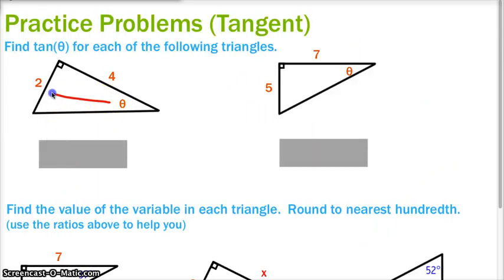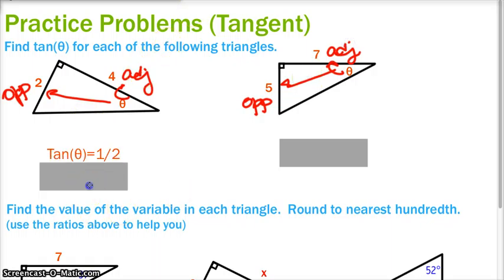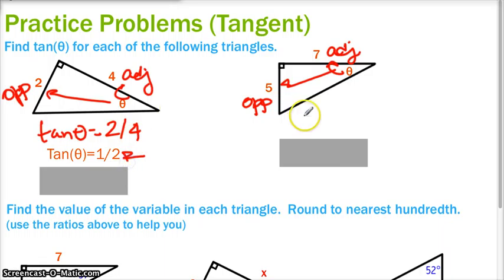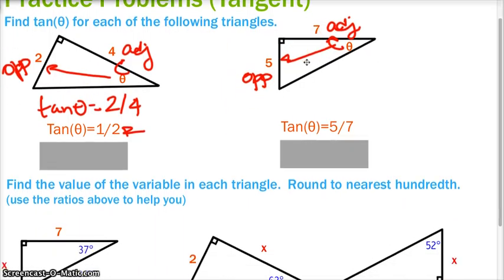So tangent, here's opposite, it's all the way across. Here's adjacent, opposite, and there's adjacent. So we're going to use tangent of theta equals the opposite value over the adjacent value. The opposite value, if you think about the tangent of theta, is 2 over 4, which all I did was reduce. Not a big deal here if you didn't. Your calculator will ultimately take care of it. Tangent of theta equals 5, the opposite value, over 7, which is the adjacent value.